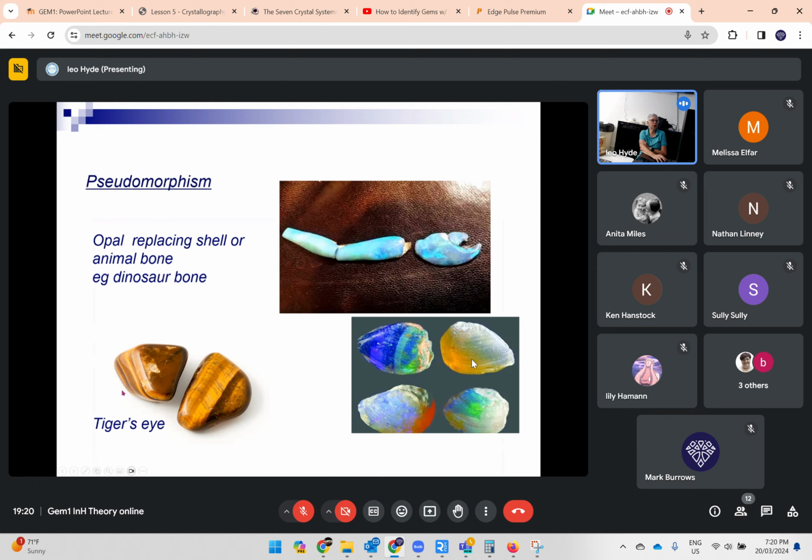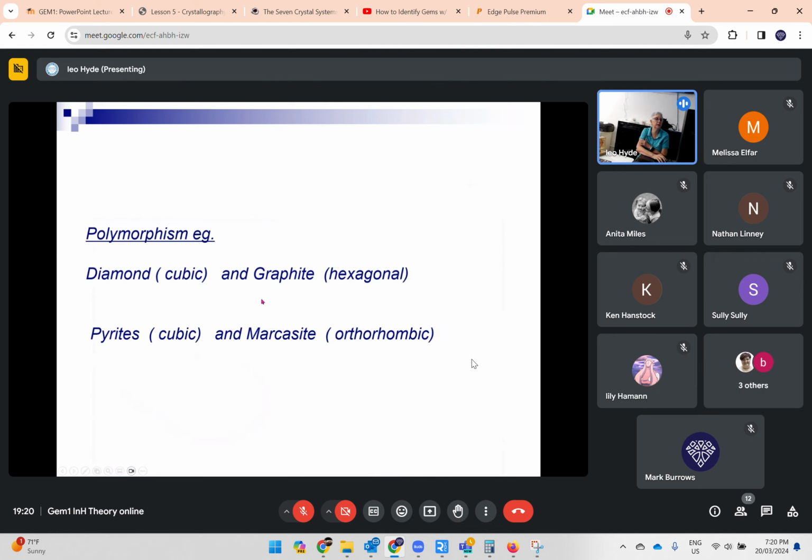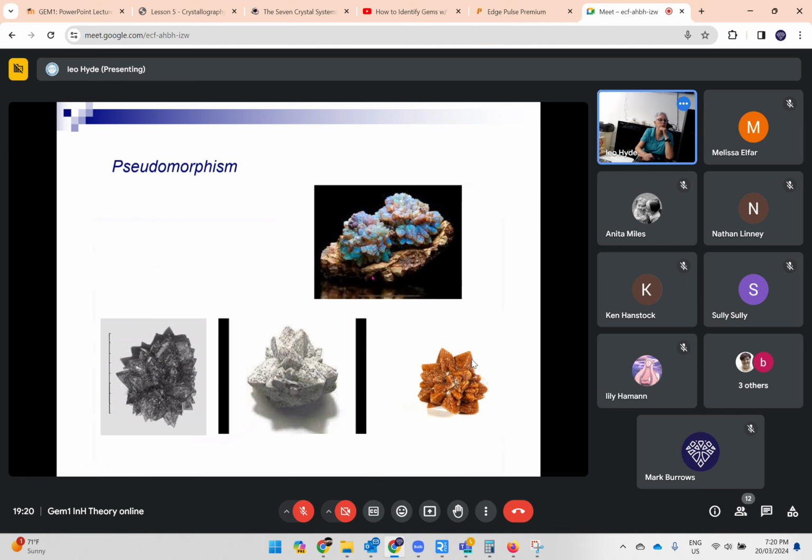Okay, and here's tiger's eye, because we've had the quartz fibres replace the crocidolite fibres there, and so we get this lovely sheen with the parallel fibres that are now quartz. So pseudo means like, as in pseudomorph, and poly means many forms. So poly means we've got more than one form for a particular formula. So that's what the original crystals looked like, and then they're replaced by the opal, and you get a whole different look.